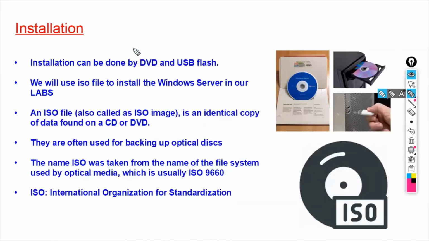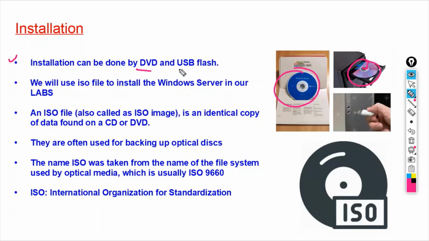We will see how to install the Windows Server operating system. There are multiple ways to install the operating system. So installation can be done by DVD. You will take the Windows Server DVD, you will insert the DVD into the DVD drive of the server, then you will power on the server. Server will detect this DVD and it will install the operating system.